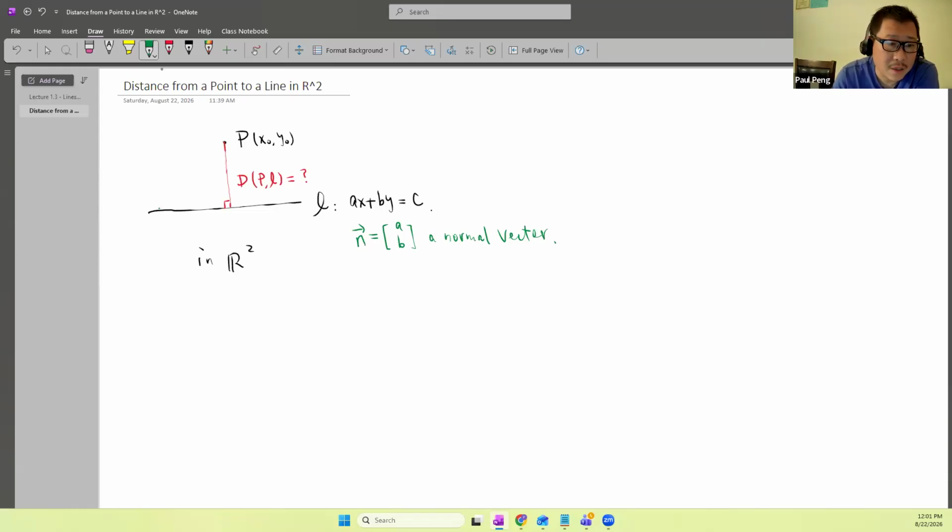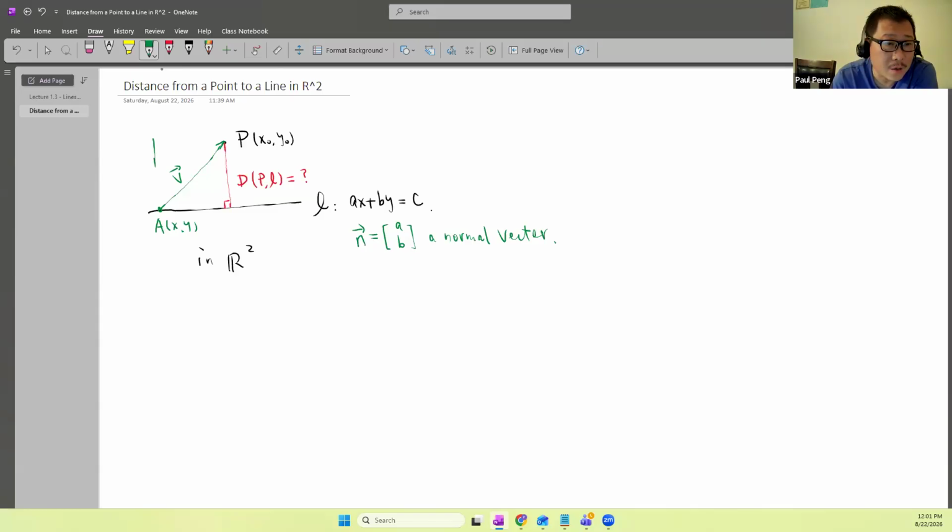Now let's do this generally. Let's pick any point A, say (x, y). If I link it to P, I get a vector, let's say V. If I know A and I know P, then I know the vector V. So how is this distance related to the vector? We can use projection.